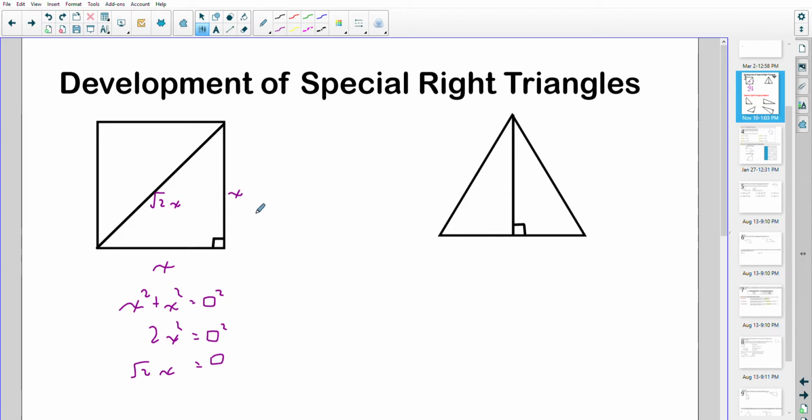This is a relationship between the two sides. If you didn't leave the x's in, you could think about these in terms of 1, 1, and square root of 2 as the three sides.